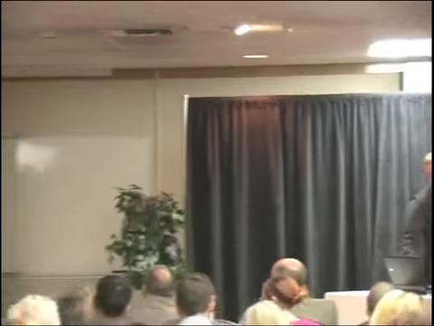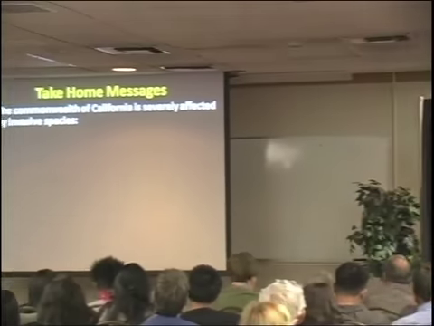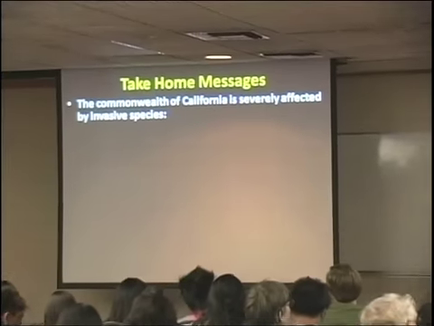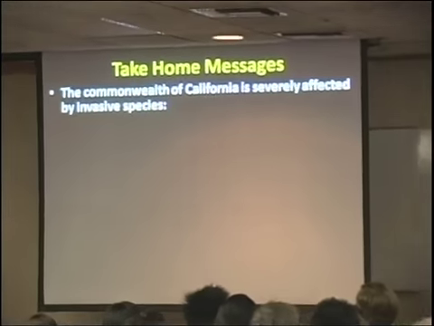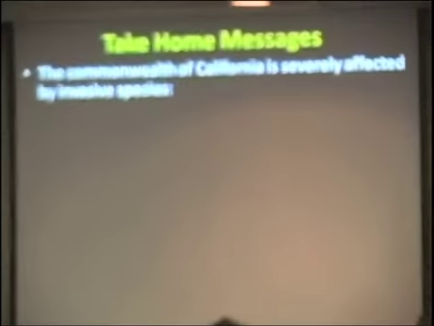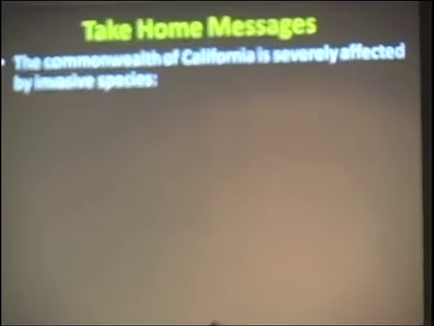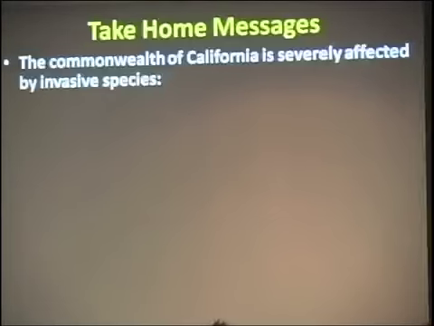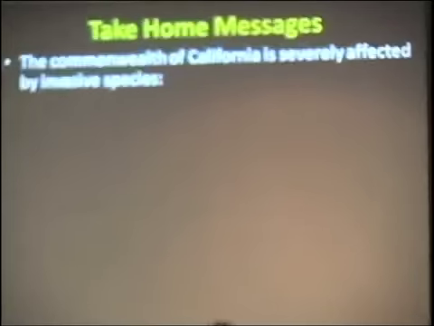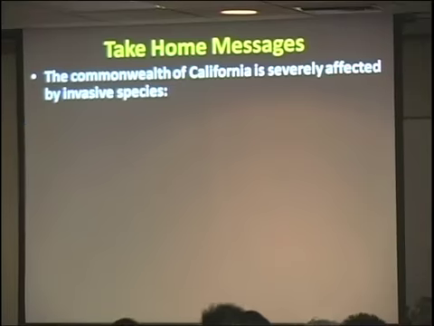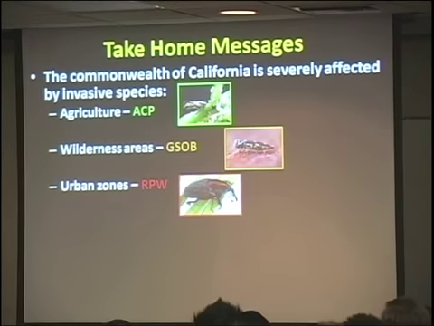Thank you. So, some of the take-home messages. The Commonwealth of California is severely affected by invasive species. This is a $3 billion a year problem for the state. It affects every one of us in this room. Every one of us. Whether it's our water security, food security, the price of the food that we buy, or just our ability to grow plants in our garden that we like, because they can't live because these invasive species are killing them.